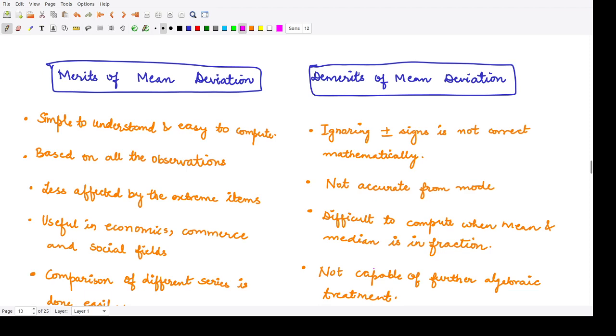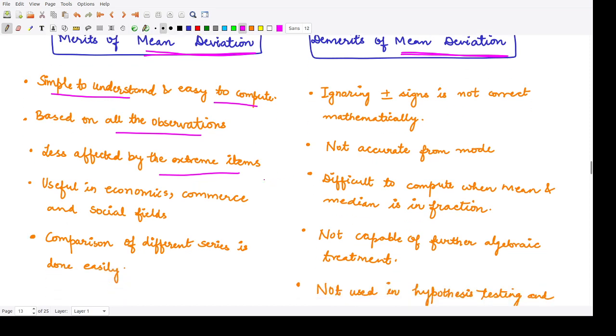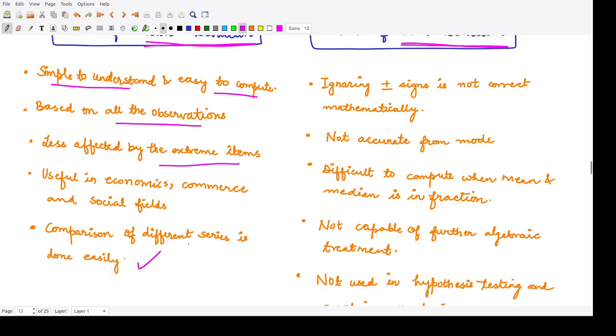So now let us discuss the merits and demerits of this mean deviation. Firstly we'll discuss the merits. It is very simple to understand and easy to compute, because you just have to calculate the mean and the median, and then calculate their deviations. It is based on all the observations. It is less affected by extreme values, and it is useful in economics, commerce and social fields. The comparison of different series is done very easily using this deviation.